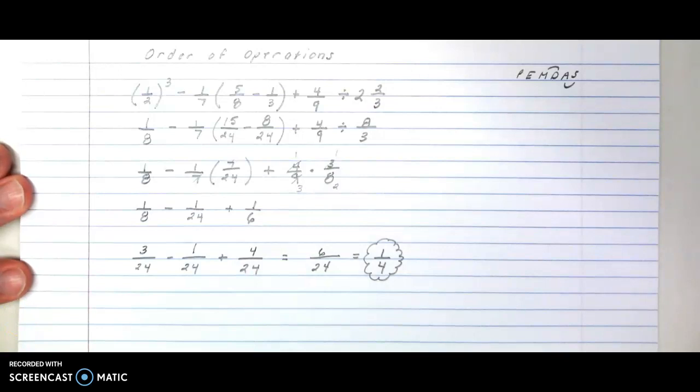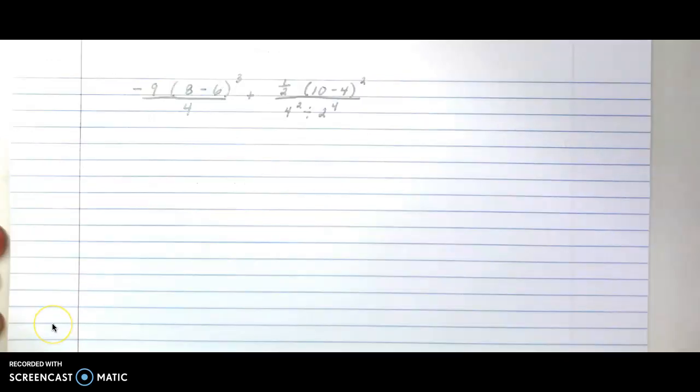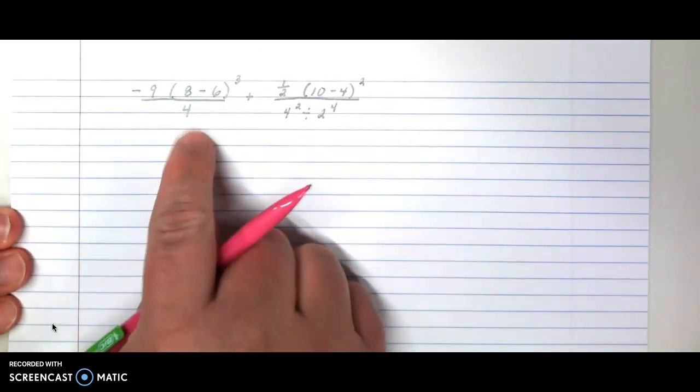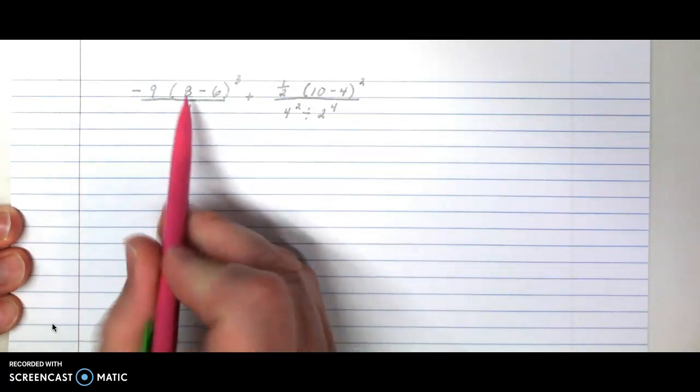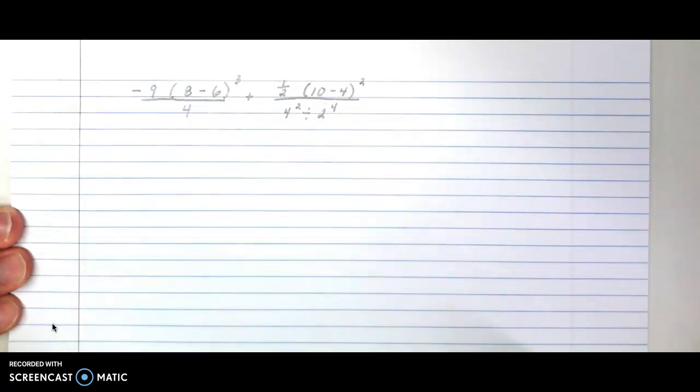Let's take a look at one more. This time we have an order of operations problem that involves two fractions that are made up of expressions. So my advice is, instead of being overwhelmed by the entire problem, let's look at each part individually and then come up with our answer of our fractions.